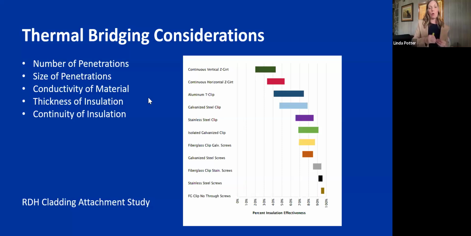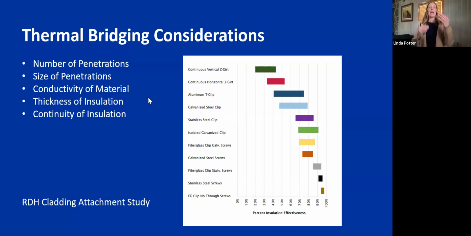I don't know for certain what went into the RDH cladding and attachment study done here in terms of what insulation was used to gather this, or what spacing these were placed at in order to achieve these results. But I'm sure it's noted somewhere for us if we really wanted to dive down this rabbit hole.